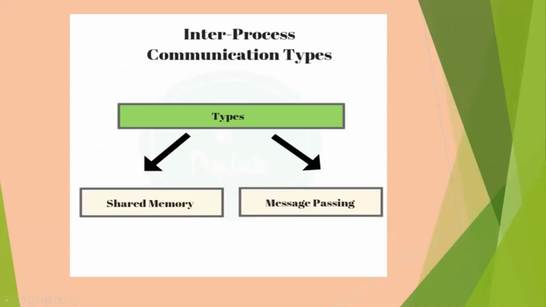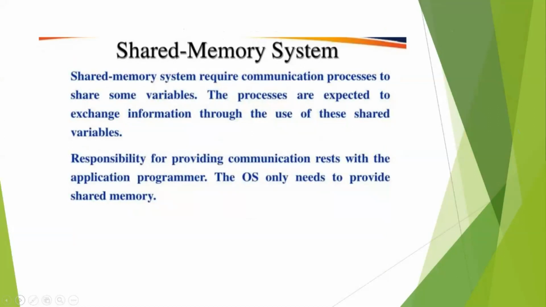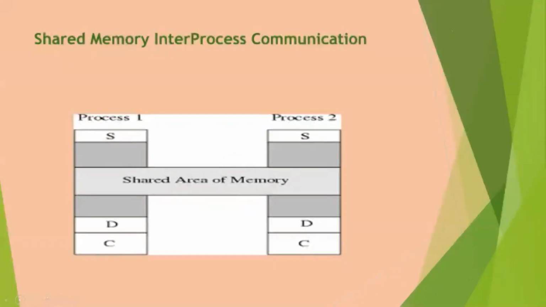This I have already explained with a diagram: shared memory and message passing. Shared memory systems require communicating processes to share some variables. The processes are expected to exchange information through the use of these shared variables. Responsibility for providing communication rests with the application program. This was the diagram, the shared area of memory that is shared by the different processes S, D and C.